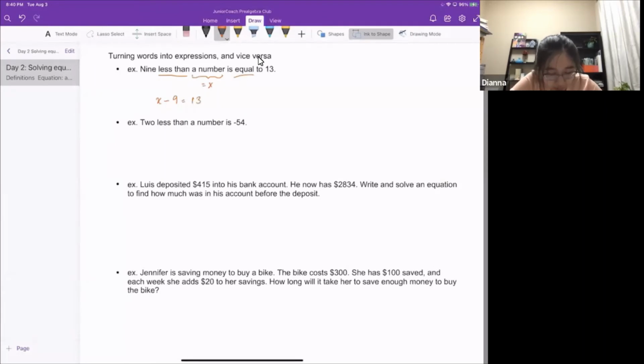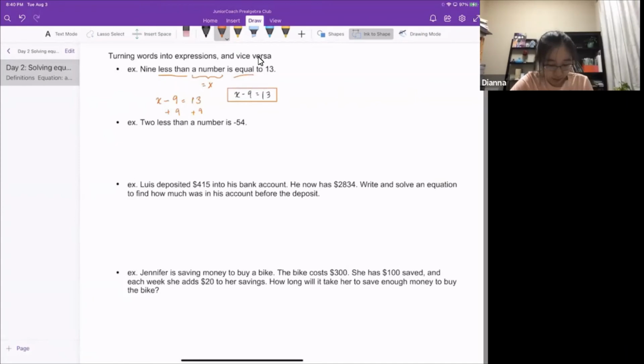And so I could then solve the equation, right? By adding 9 to both sides. And then I get my answer. So I'm going to box this actually. Or I'll rewrite it. And this is what it's going to look like. X minus 9 equals 13.